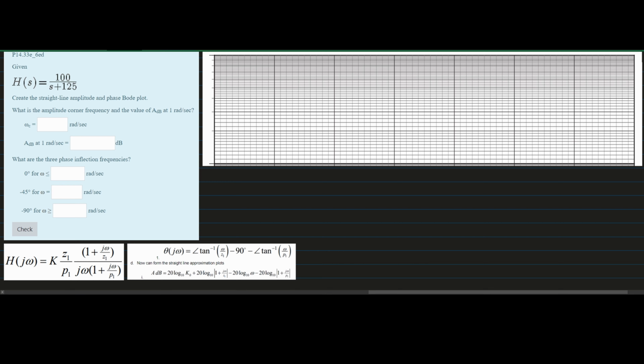an H(jω). So we're going to have our H(jω) equal to 100 divided by our jω plus 125.